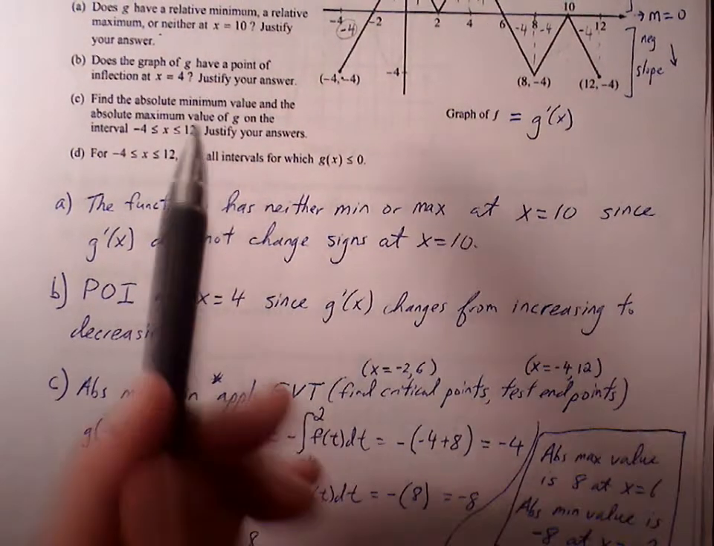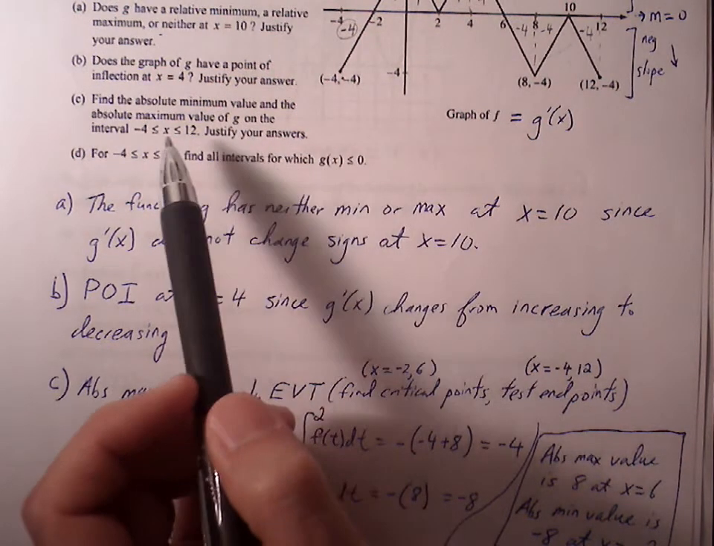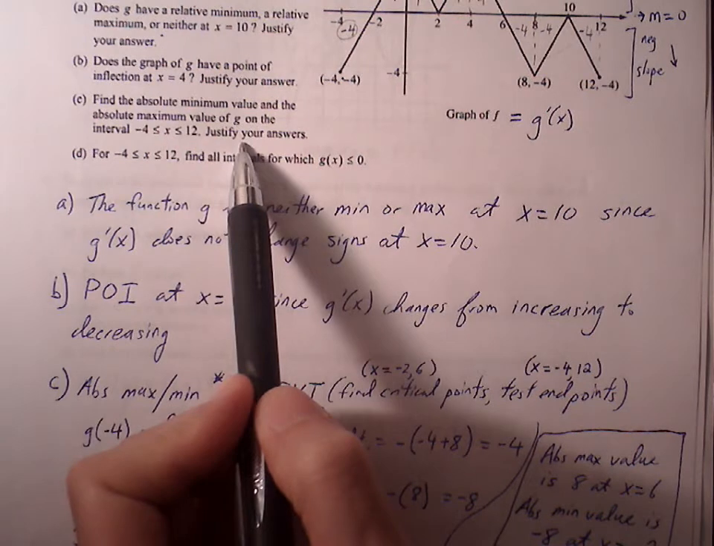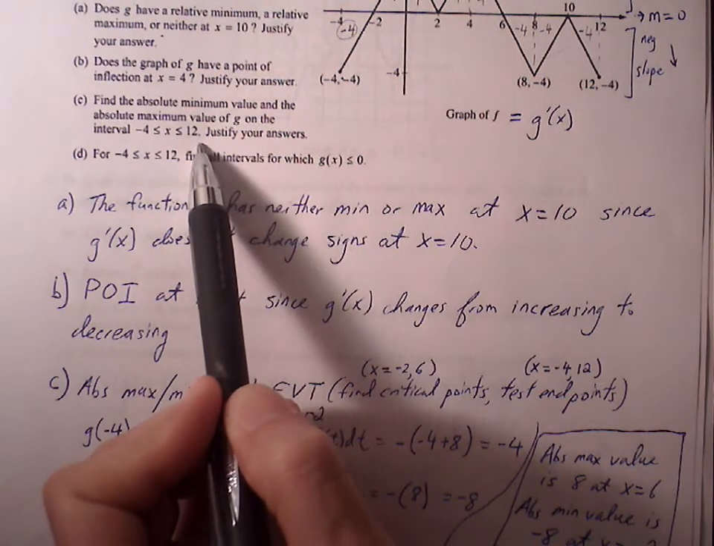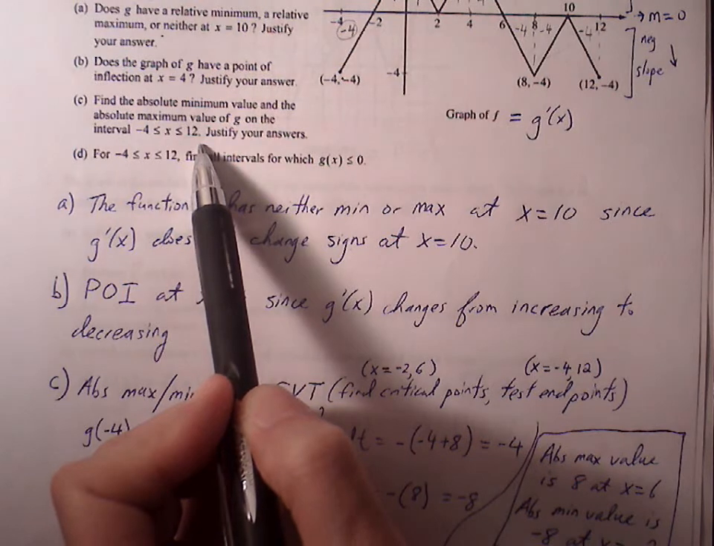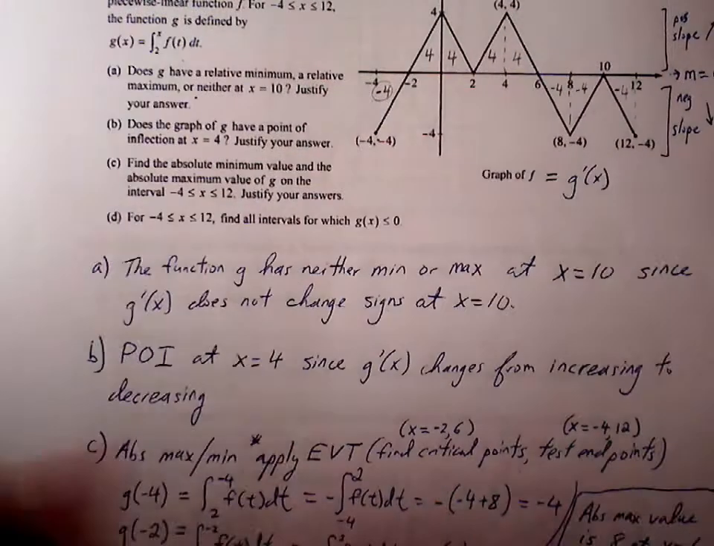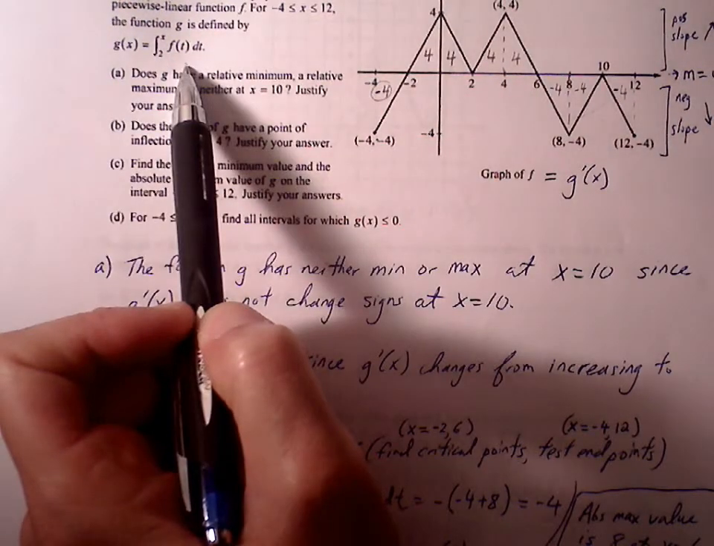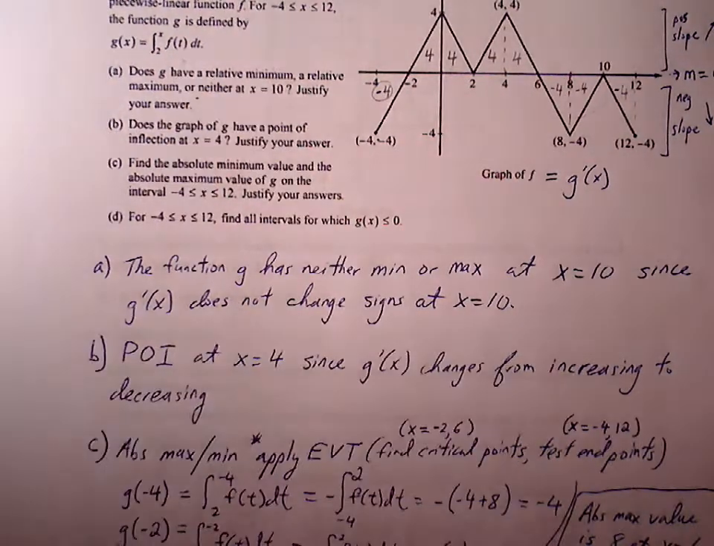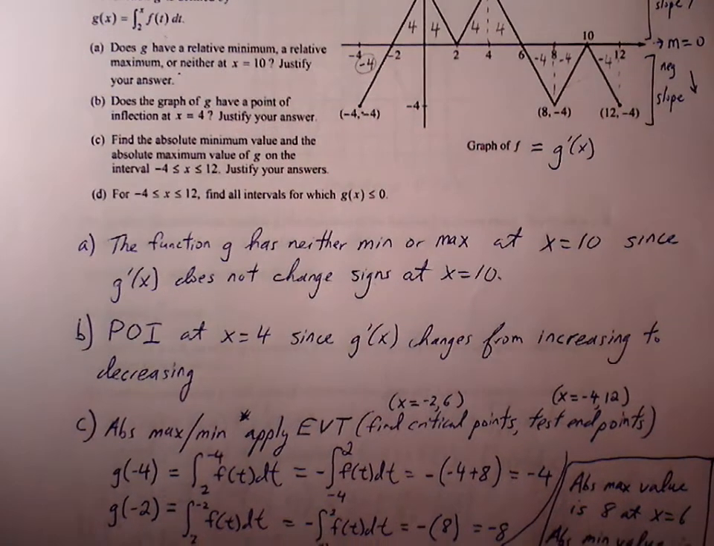For part C, find the absolute minimum value and the absolute max on the closed interval from -4 to 12. Justify your answers. So this is applying extreme value theorem. So extreme value theorem says find the critical points, find the endpoints, and test them against the original function and see which one produces the largest and smallest values. Okay? And the largest value will be the absolute max value, the lowest will be the absolute min.